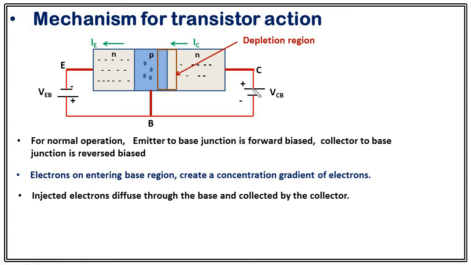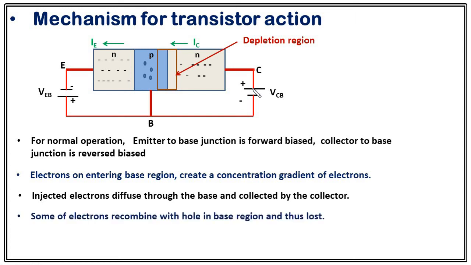While moving, some of the electrons will recombine with the holes present in the P side region, that is, in the base, due to which it forms a recombination current, and the direction of that recombination current will be towards the base.